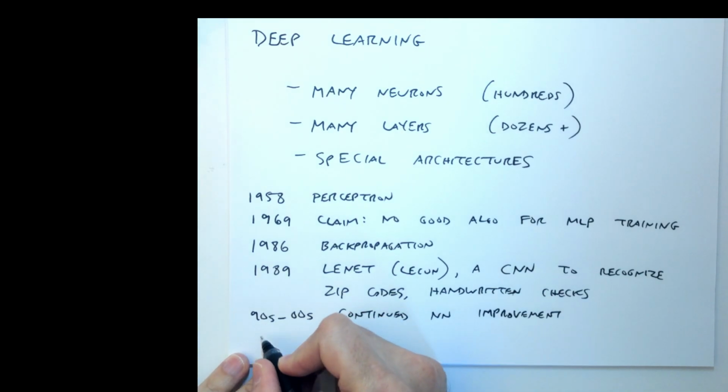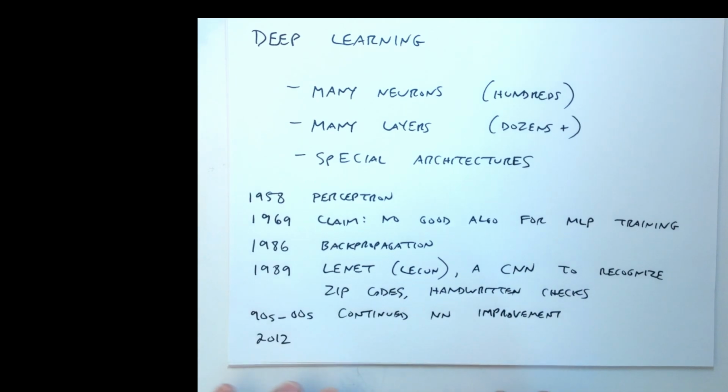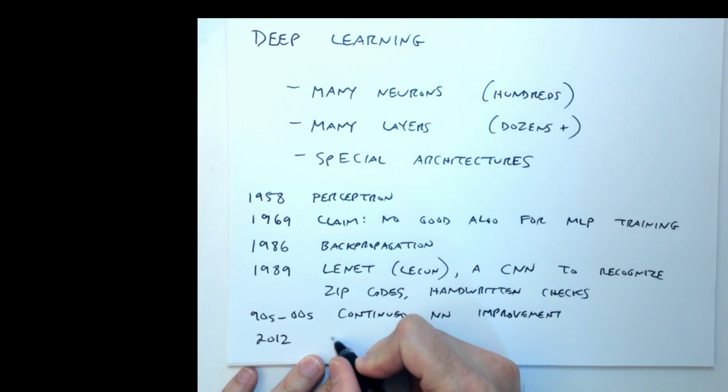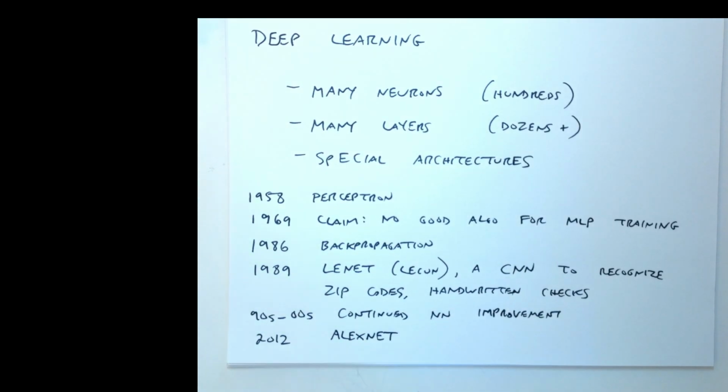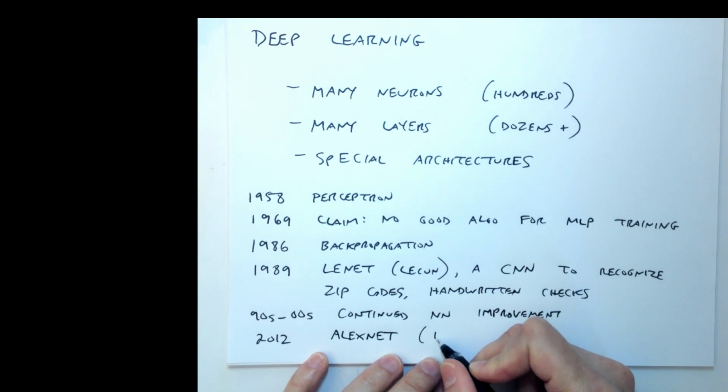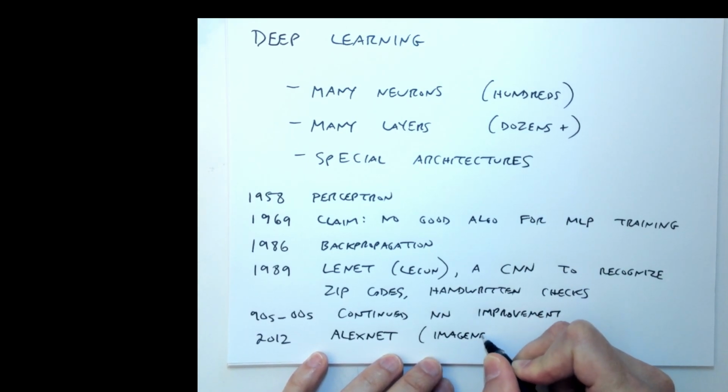The thing that changed everything was in 2012, when there was a paper called AlexNet. So AlexNet, which was used, we talked earlier about ImageNet.